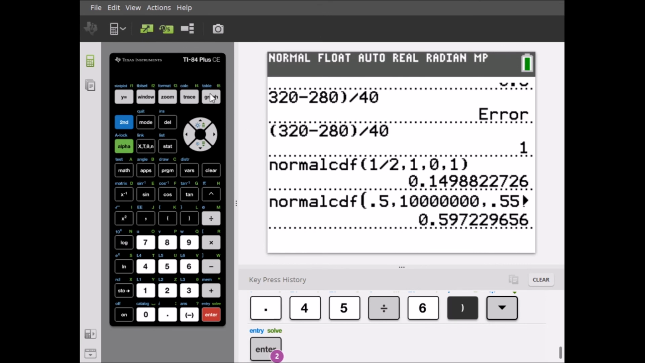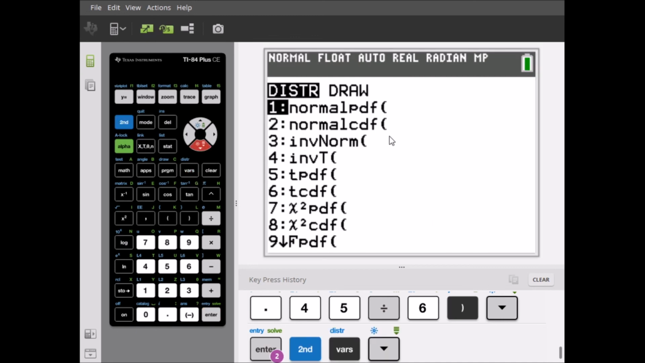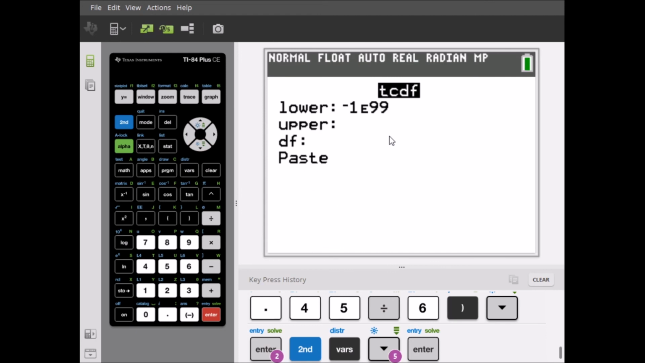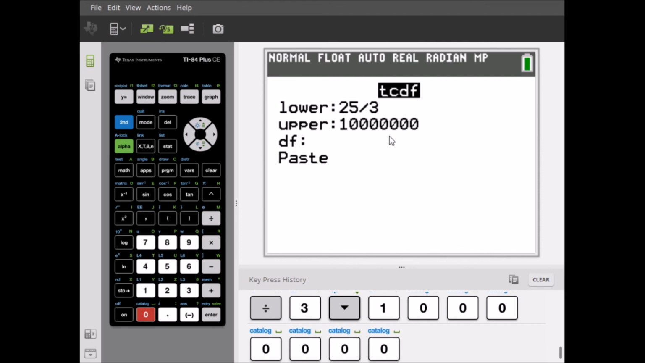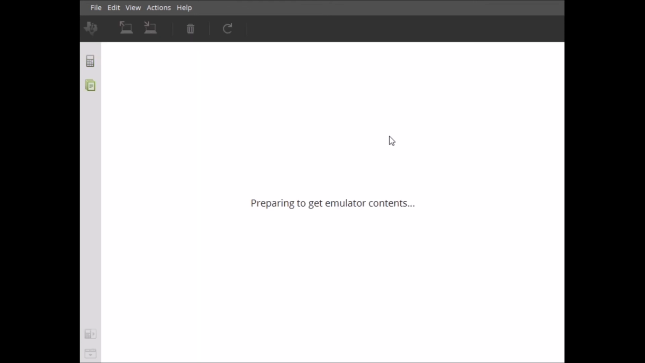Let's look at this again on the 84, and I'm just going to demo the TCDF procedure with that 25 thirds number that we just looked at. So we go to second, then distributions, we go down to TCDF. Our lower bound would be 25 over 3. Our upper bound would be as big a number as we can muster. Degrees of freedom.